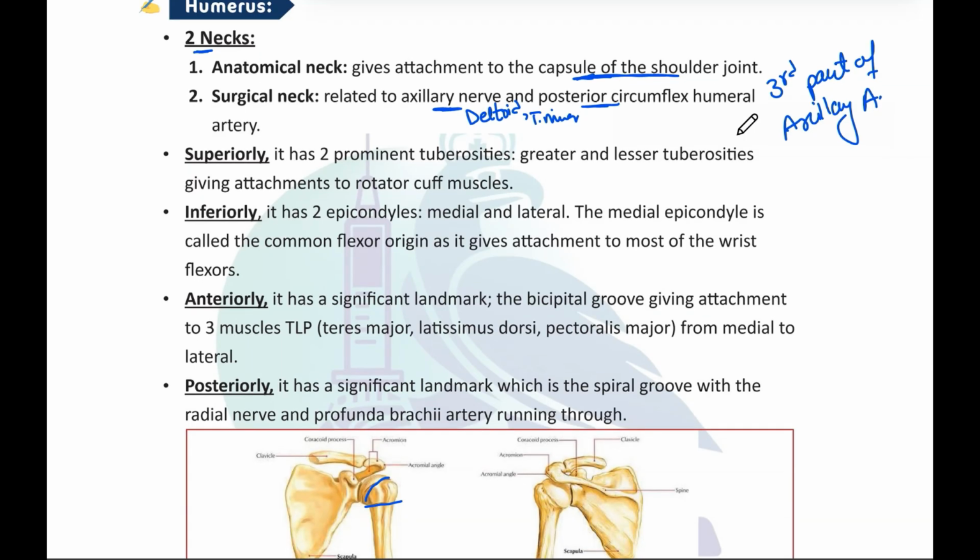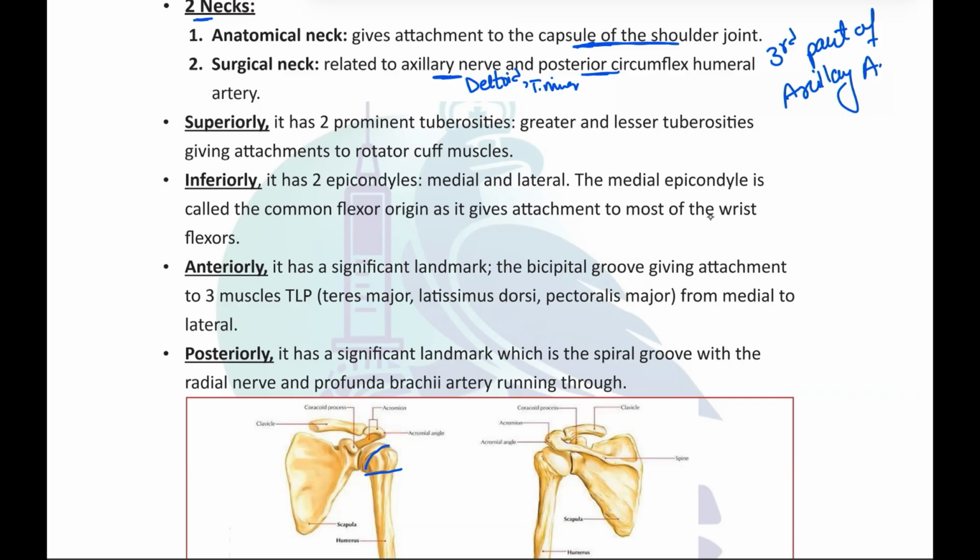So further, in the upper part, we have two tuberosities. We have the greater tuberosity and we have the lesser tuberosity. Now, the greater tuberosity is going to give attachment or insertion to the supraspinatus, infraspinatus and teres minor muscle. Like supraspinatus will originate on the posterior aspect from here, and it is going to come over here. Then the infraspinatus will have its insertion over here, and teres minor from here will also come to the greater tuberosity.